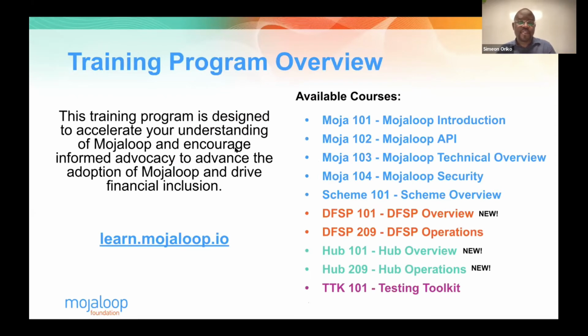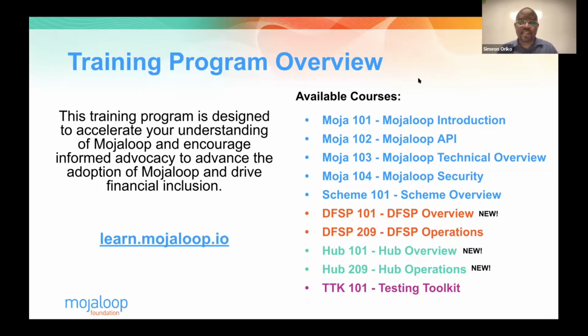The training program is essentially the tool the Mojaloop Foundation uses to help you accelerate your understanding of Mojaloop, encourage informed advocacy, and put you in a better place to know what you're talking about. We are very proud that the Mojaloop Foundation has 10 courses, all listed in the chat. Moja 101 focuses on the Mojaloop introduction, Moja 102 on Mojaloop APIs, Moja 103 on the Mojaloop technical overview, and Moja 104 on Mojaloop security. These are by far the most popular courses, and many of you have gone through them. We thank you for your feedback and input on that material.